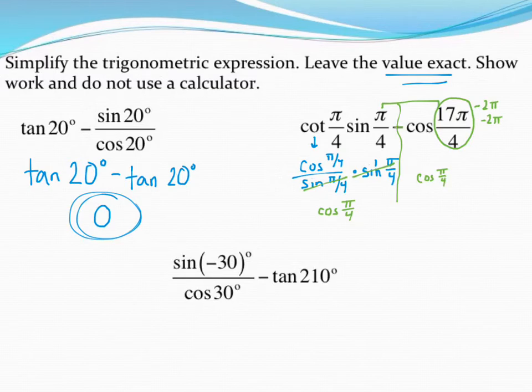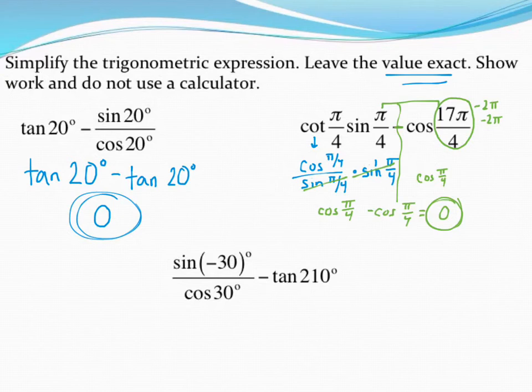Since this piece was being subtracted, I end up with cosine of pi over 4 minus cosine of pi over 4, which of course simplifies down to 0 again. So there, again, the answer I don't really care so much about. I care about using these identities to simplify these expressions. So let's take a look at one more example down here.